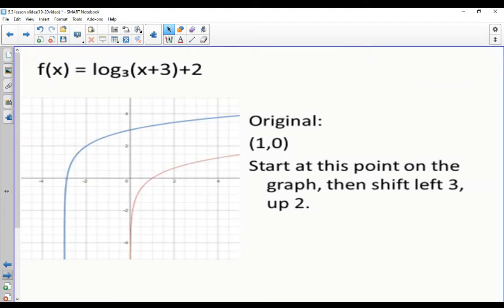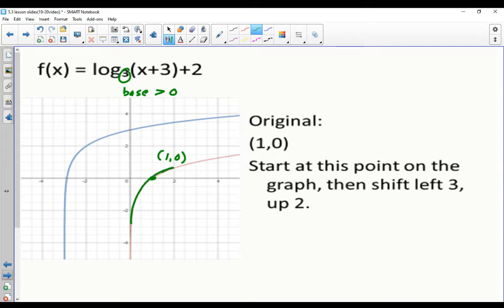So let's say we have log base 3 of (x + 3) in parentheses, and then plus 2 on the outside. Well, first off, without a doubt, we're always going to start at (1, 0). But then, let's take a look at our base. Our base is 3, which is greater than 1, which means we're going to have an increasing slope, or as you see here, an increasing candy cane.